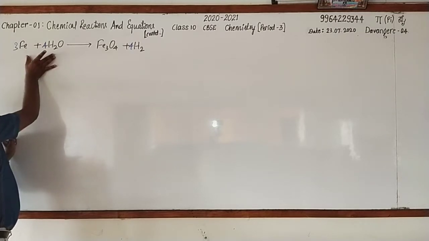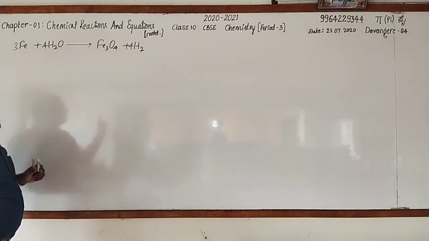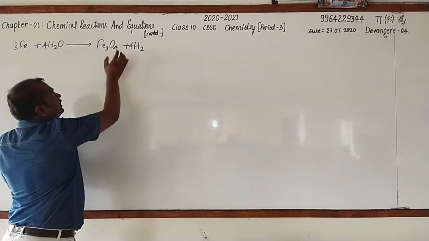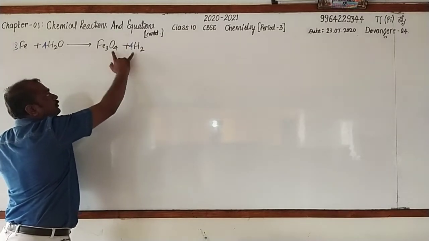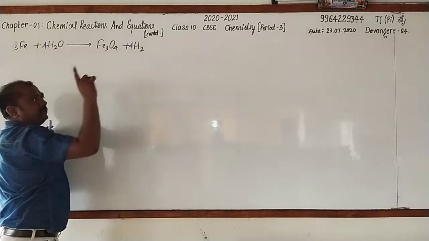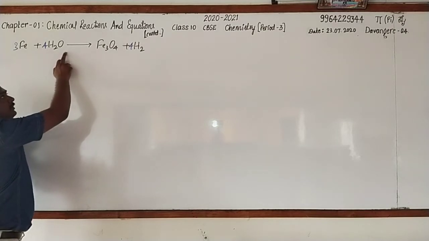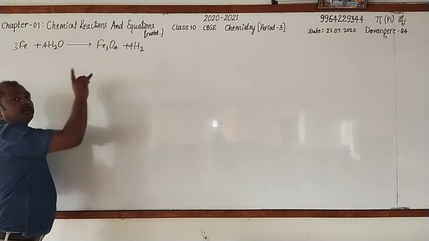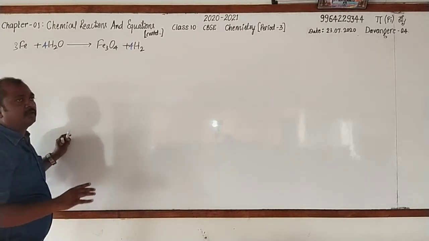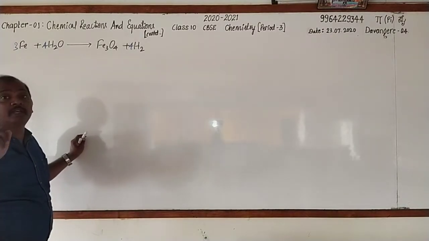These are the reactants. They are separated by a plus sign. Similarly, here ferric oxide and hydrogen, these are the products. Their molecular formulae are written and separated by a plus sign. After writing all the reactants, we have written the arrow which indicates the direction in which the chemical reaction is taking place. Got it? And these are called the characteristics of a chemical equation, nothing but features of chemical equations.